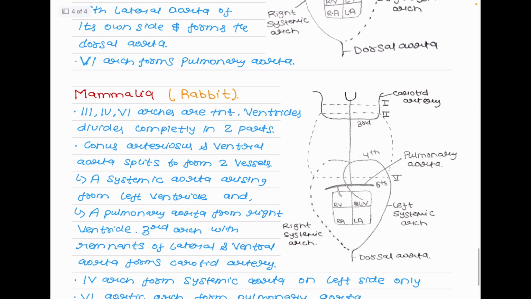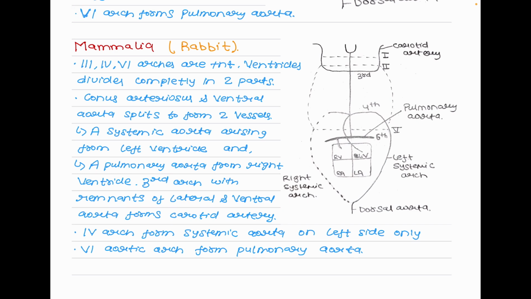Finally, we'll talk about mammals, specifically the rabbit. Again, only third, fourth and sixth aortic arches are retained. The ventricles are completely separated. The ventral aorta splits into two, a systemic aorta from the left ventricle and a pulmonary aorta from the right ventricle. Modifications in arches are: third aortic arch is the carotid artery, fourth aortic arch is the systemic aorta, only the left arch persists. Sixth aortic arch is the pulmonary artery. The right systemic arch degenerates and only the left systemic arch forms the dorsal aorta.